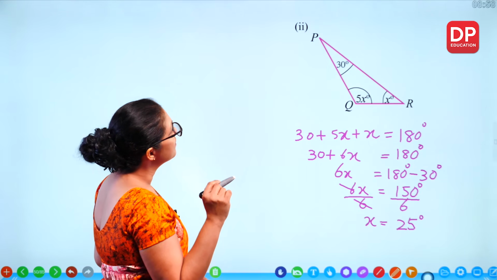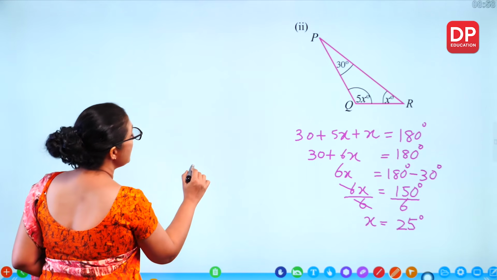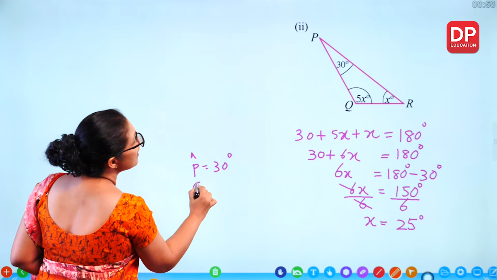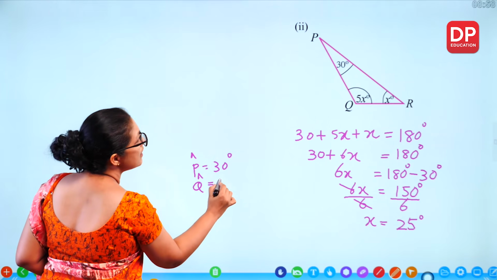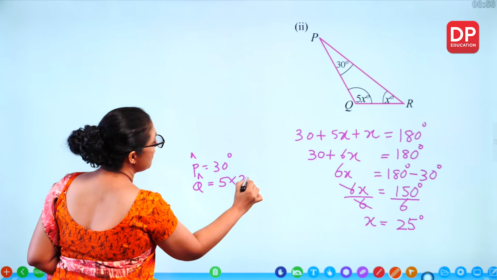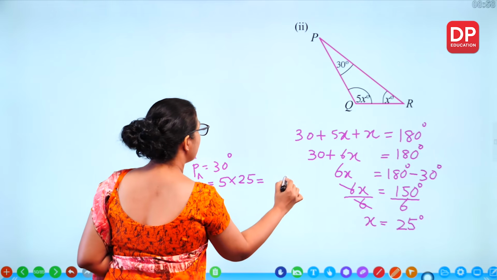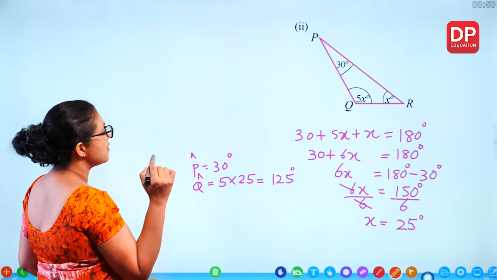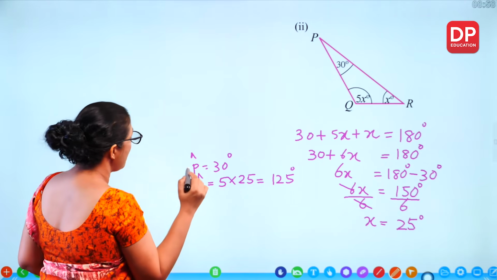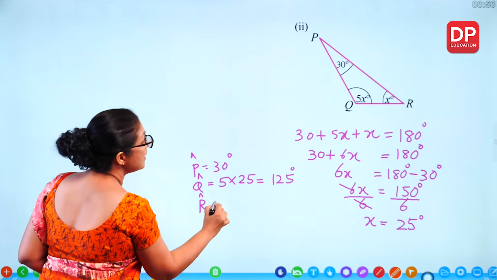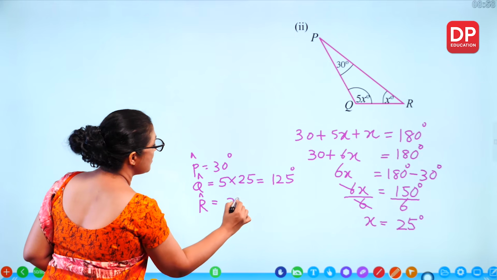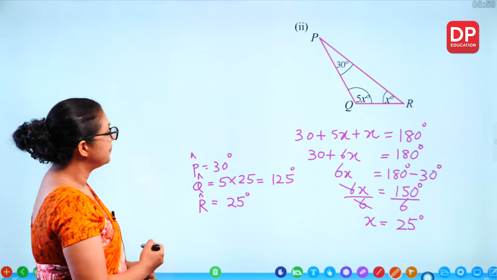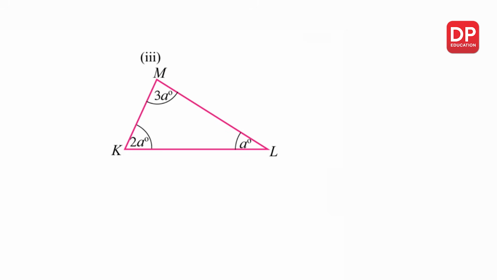25 degrees. Now what's P angle? P angle is 30. Q angle is 5x. 5 times 25, 125. And the other angle, R angle, is x. That means 25 degrees.